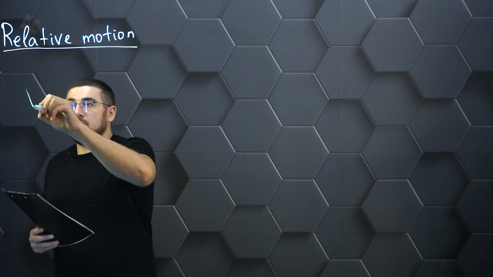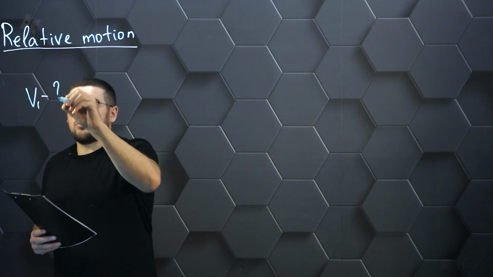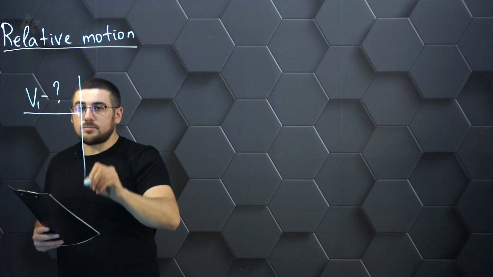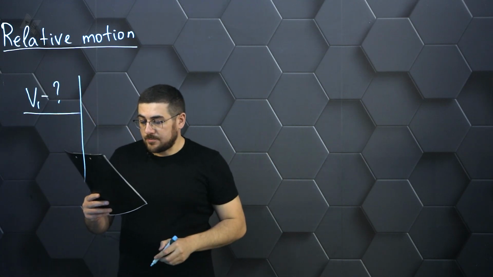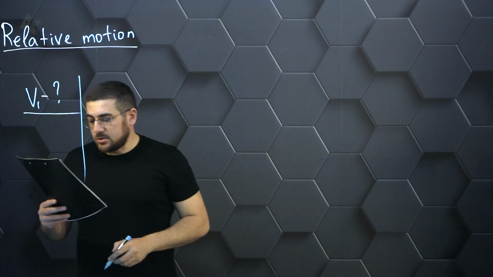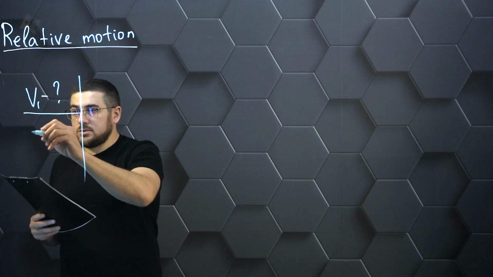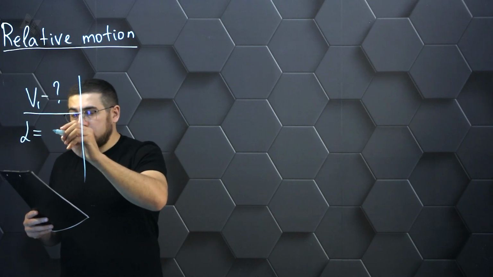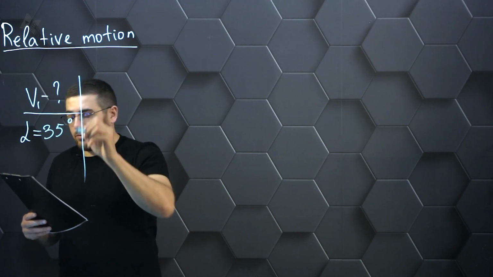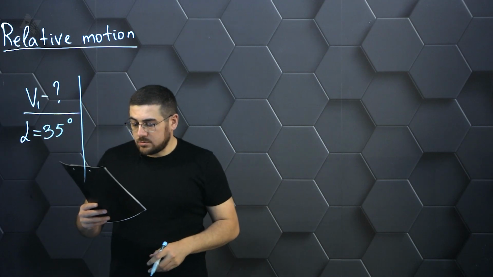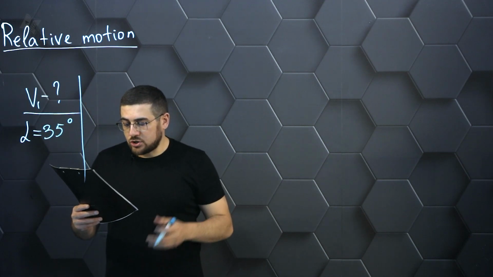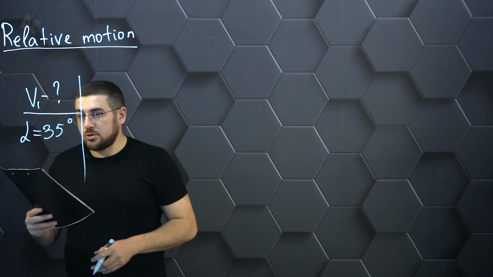Let's write down the terms of the problem. We will determine the speed of the jet ski. We'll denote it as v1, exactly relative to the water. And we know that there is an angle, which we will designate in the figure, of 35 degrees. This is respectively the direction of motion of the jet ski in relation to the flow of the river.